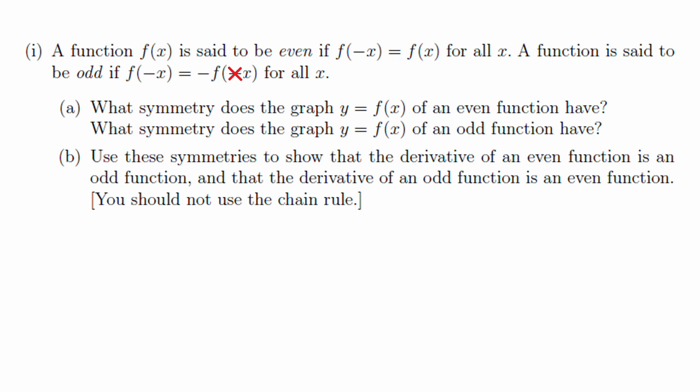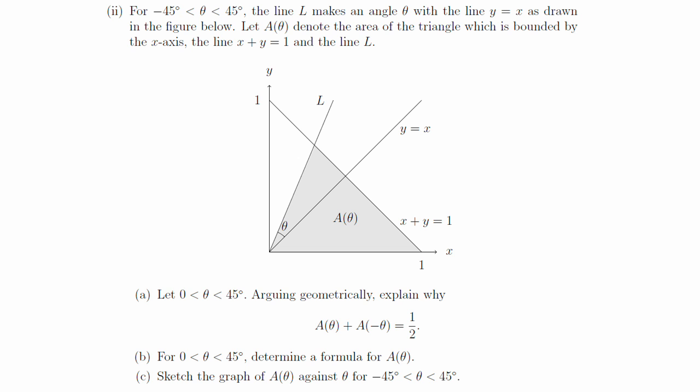On with the question. Question 4, 1a, an even function has reflectional symmetry in the y-axis, and an odd function has rotational symmetry of order 2 about the origin. Part 1b. Think about a tangent line. If you reflect that line in the y-axis, then you'll get a line with the opposite gradient. But if you rotate it by 180 degrees, you'll get a line with the same gradient. Part 2a. The area A of minus theta is congruent to the unshaded triangle in the diagram.